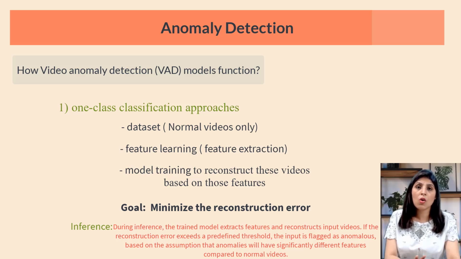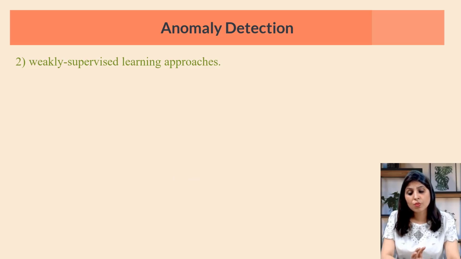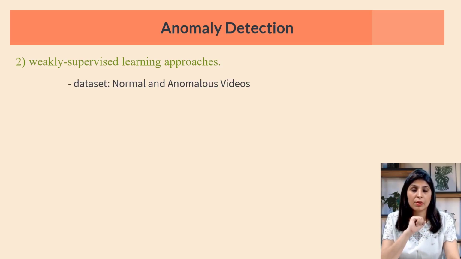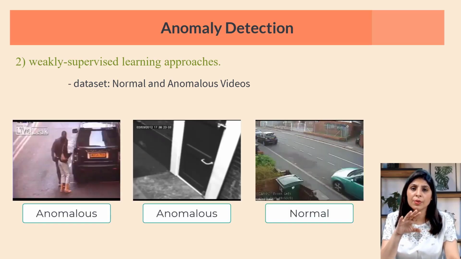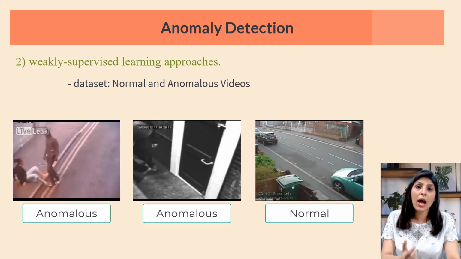Now let's see how the weakly supervised learning approach works. One class classification based video anomaly detection approaches train a model using only normal videos. But in weakly supervised learning approaches, we use both normal and anomalous videos during training. We just provide one label to the entire video, that is normal or anomalous. We don't know exactly where anomalies happen in a video.